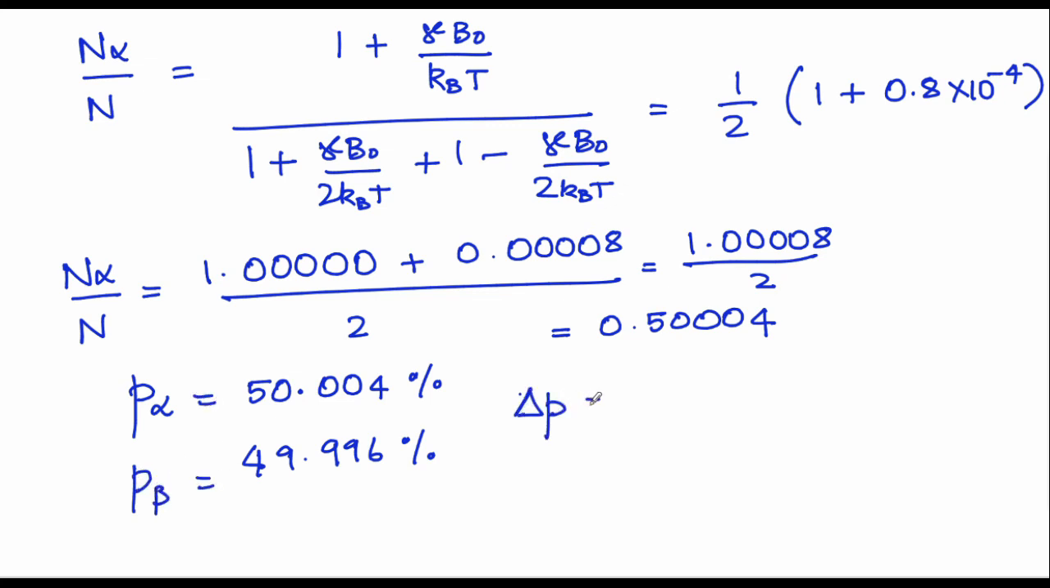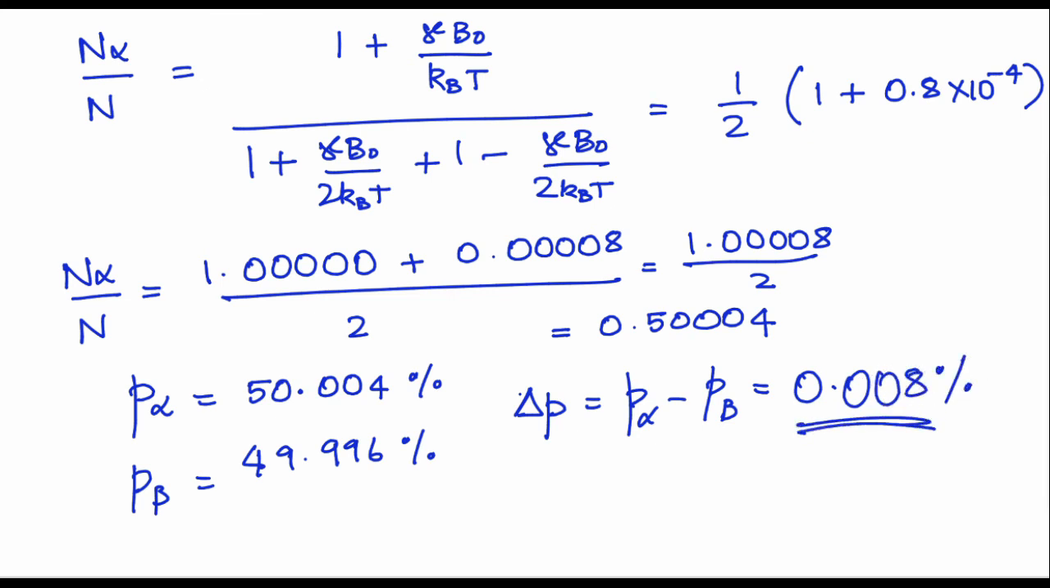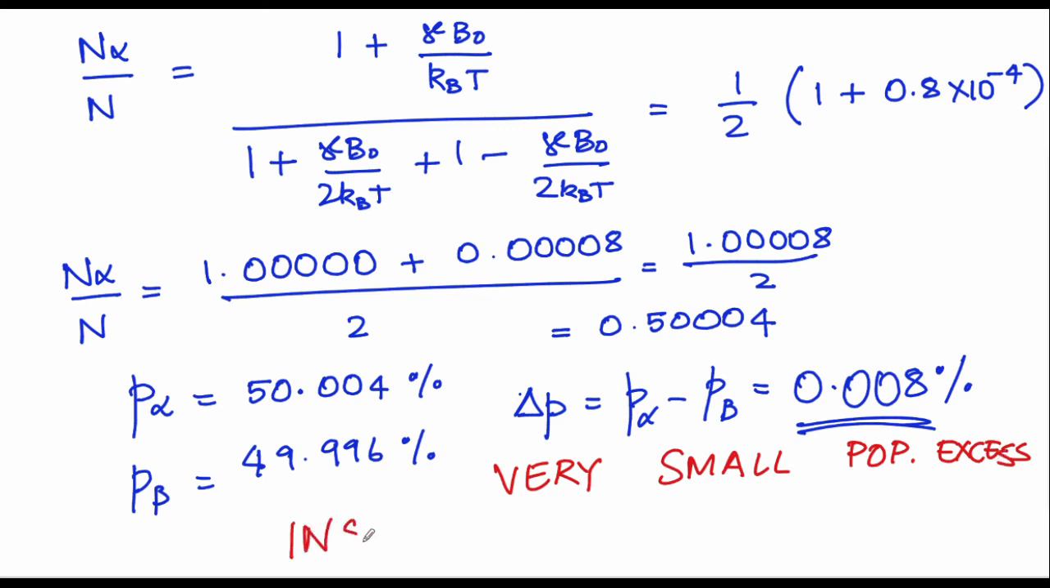Therefore, the delta P, which is the population difference of P alpha minus P beta, is going to be 0.008%. We clearly see there's a very small population excess in the alpha state. This results in the fact that NMR is an insensitive technique, meaning that you need to have a large enough concentration in order for this 0.008% to matter.